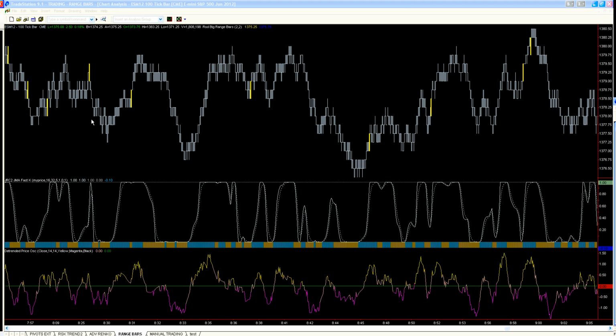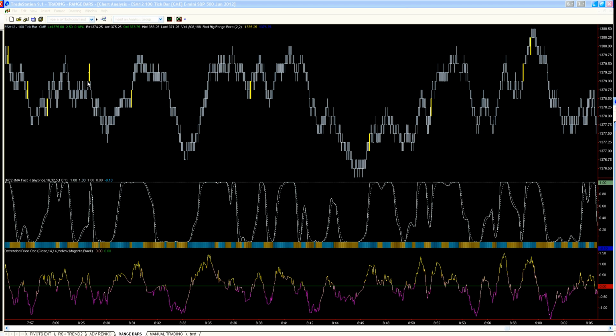To start off with, we're going to isolate these range bars. They're painted in yellow, and the first part of the definition of a range bar is that the difference between the high and the low of the bar must be at least 2 ticks. The second part of the definition depends upon where the close happens to be.